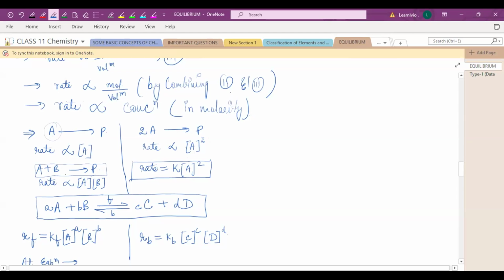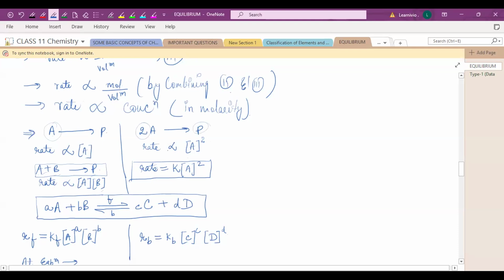So how can we write the rate of reaction? Rate is directly proportional to the concentration of A times the concentration of B. Now, if I add a stoichiometric coefficient over here, so 2A, when it combines, it will give you a product P. So how will you write the rate equation?